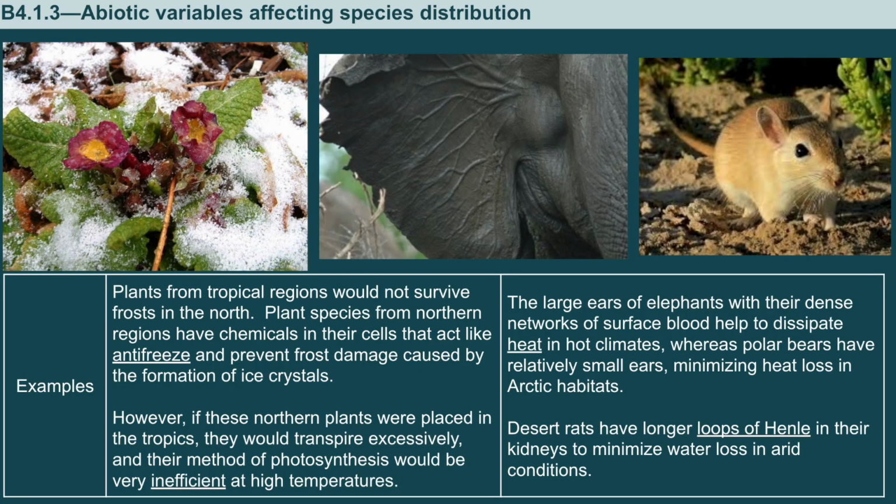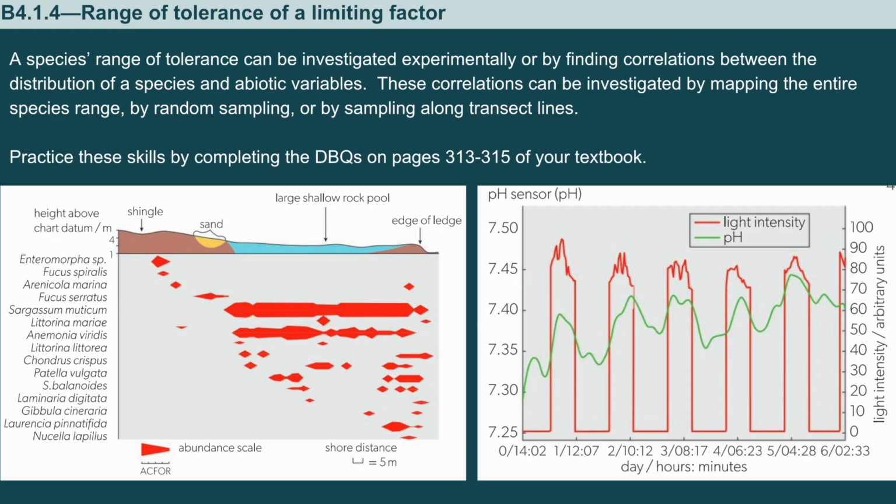Desert rats have longer loops of Henle in their kidneys to minimize water loss in arid conditions. We'll talk more about the loop of Henle when we cover the kidney. Okay, a species' range of tolerance can be investigated experimentally. There are 2 DBQs in the textbook that you should be familiar with.